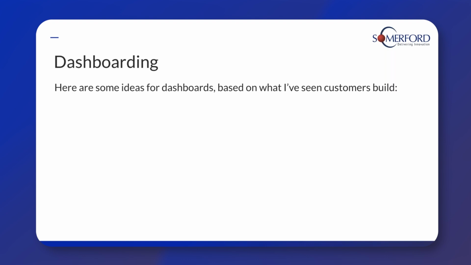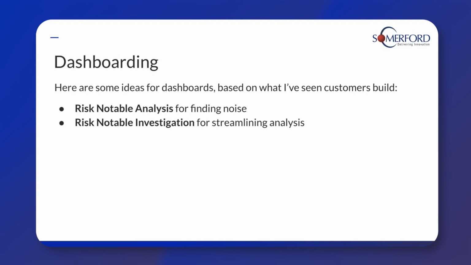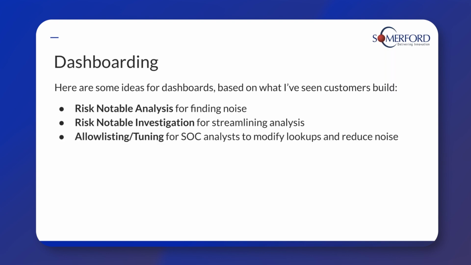It really is the eye of the beholder in terms of dashboarding and what they would find useful for the business. But there are ideas that we've seen before out there. So, risk notable analysis: a dashboard based on trying to find the noise and trying to tune RBA. A dashboard may be about making sure that when we click on an RBA event, we can go and investigate a bit more about the risks going on there. So making sure the analysis is easier.